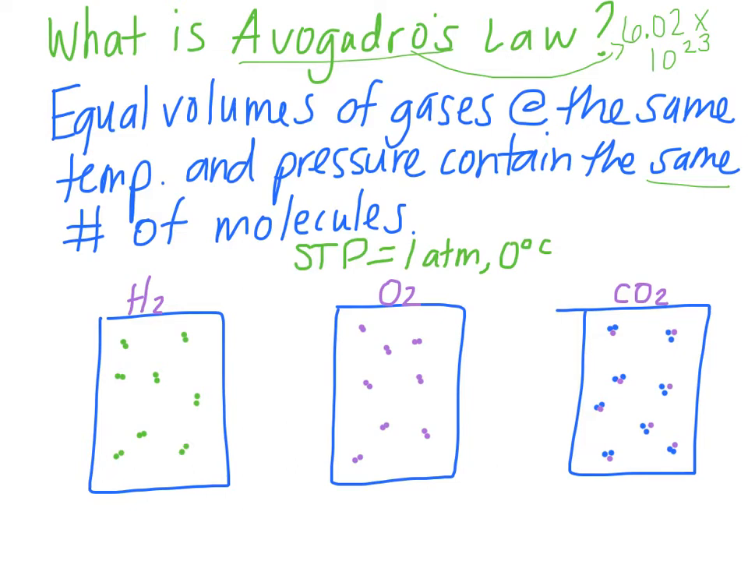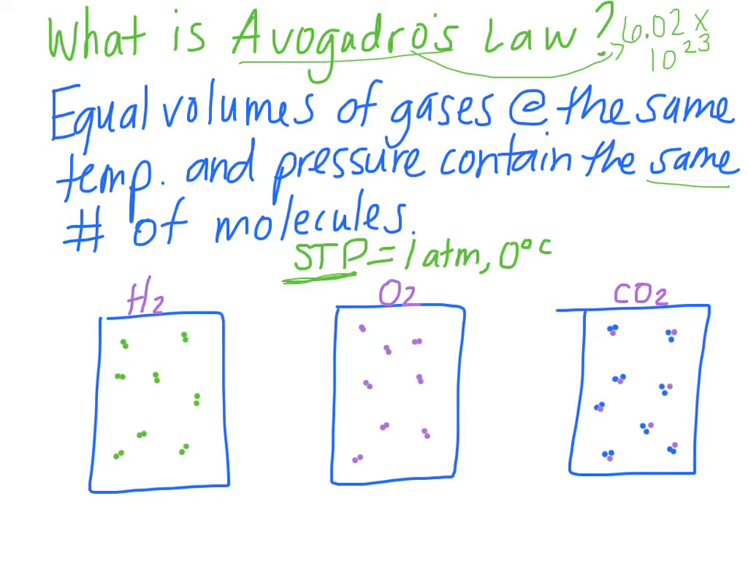So I have an example that I've drawn below. I've got 3 different gases, hydrogen, oxygen, and carbon dioxide, and they contain the same number of molecules because they are at the same volume. Notice they are also at the same temperature and pressure. This is a situation that you do need to have memorized. It's known as STP, or standard temperature and pressure, which is 1 atmosphere and 0 degrees Celsius.